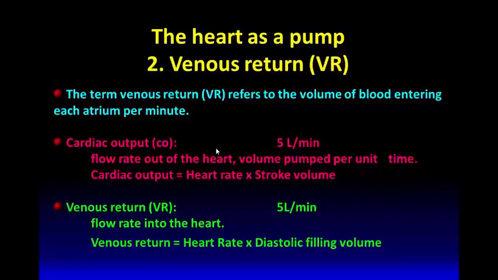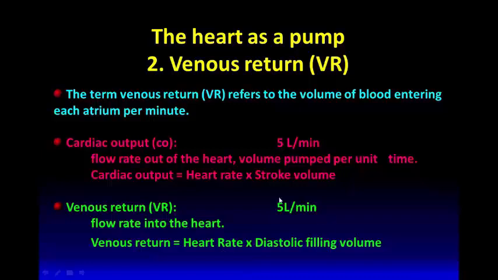Venous return is the flow rate into the heart, and similarly the resting venous return is approximately 5 liters per minute. Venous return is equivalent to the amount of the blood which fills the left ventricle or the right ventricle during ventricular diastole, which is known as the diastolic filling volume, multiplied by the number of beats we have in 1 minute, which is the heart rate.